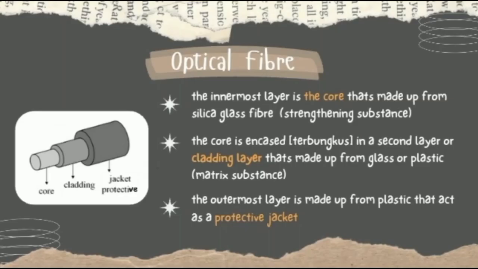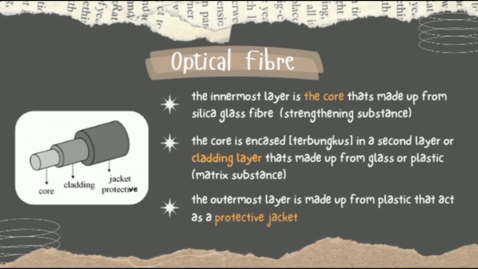Okay, the next one is optical fiber. Optical fiber consists of 3 layers. The first, or the innermost layer, is the core that is made up from silica glass fiber, which is a strengthening substance. Then, the core is encased in a second layer, or we call it the cladding layer, that is made up from glass or plastic, which is a matrix substance.